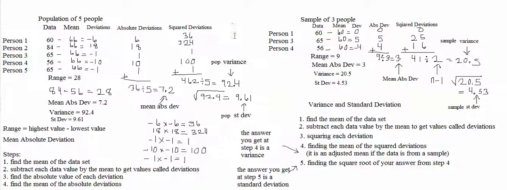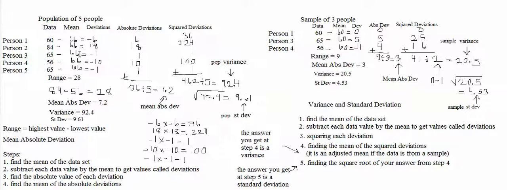And actually, the variance and standard deviation are the only formulas that are adjusted when you have data from a sample. None of the other formulas are adjusted when you have data from a sample. The range is calculated the same way, regardless of whether it's a population or a sample. The mean, median, and mode are calculated the same way, and the mean absolute deviation is calculated the same way. The variance and standard deviation are the only 2 values that are calculated differently when the data comes from a sample.